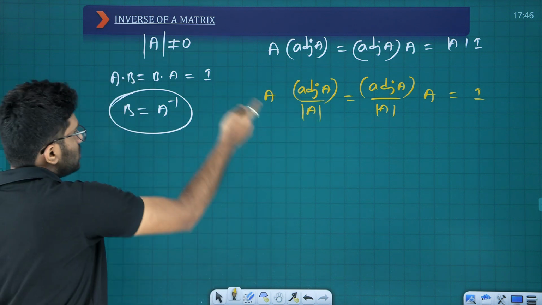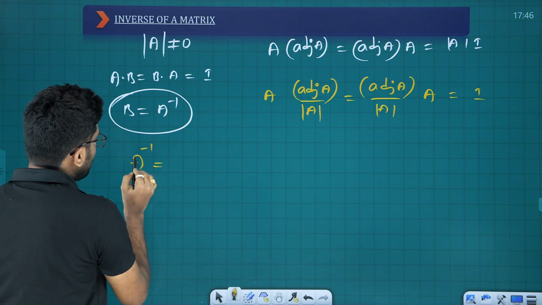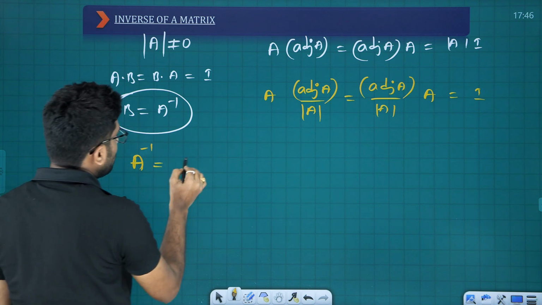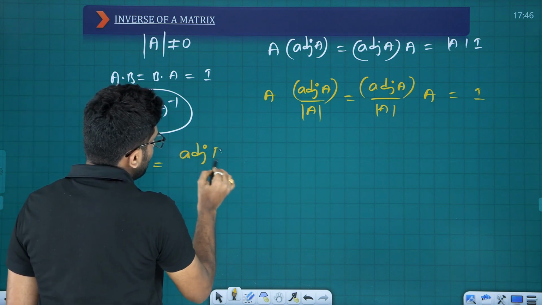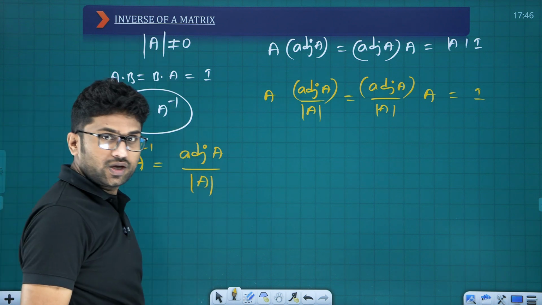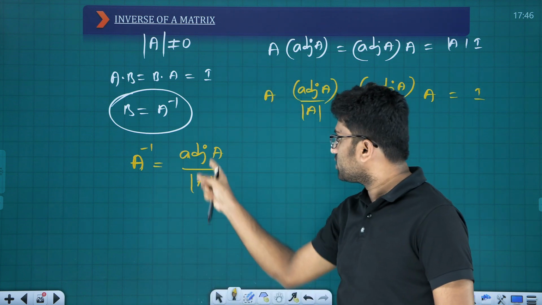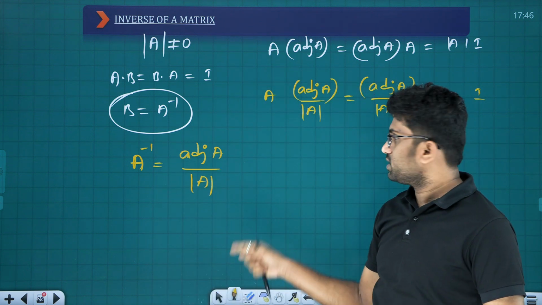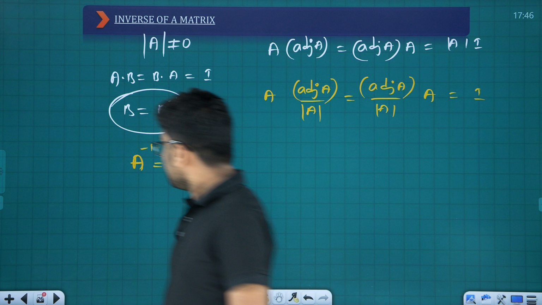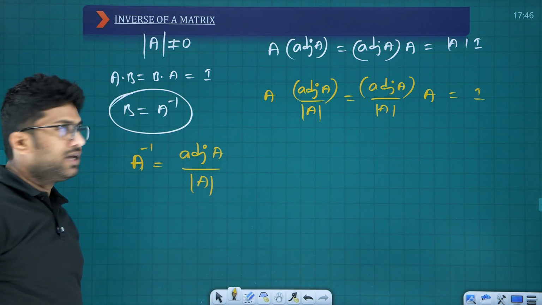So if we compare this with this, in place of B we have A inverse. The inverse of the given matrix is equal to adjoint A divided by det A. That is why det A should be non-zero. Why does an inverse exist only for a non-singular matrix? Because A inverse is adjoint A by det A. If det A is non-zero, then only the inverse exists. So now A inverse is equal to adjoint A by det A.